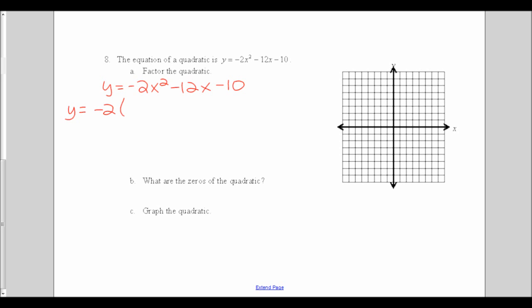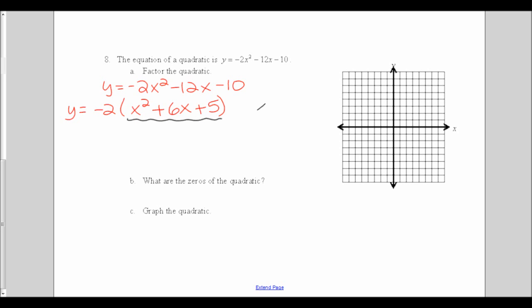-2 goes into all of my terms. If I factor a -2 out, it becomes x squared, then a plus 6x because I've taken the negative, and a plus 5 because I've taken the negative. Now I need to factor what's left on the inside.